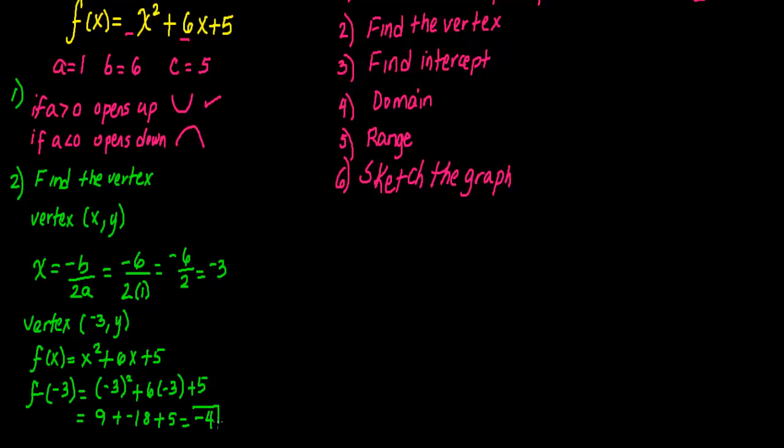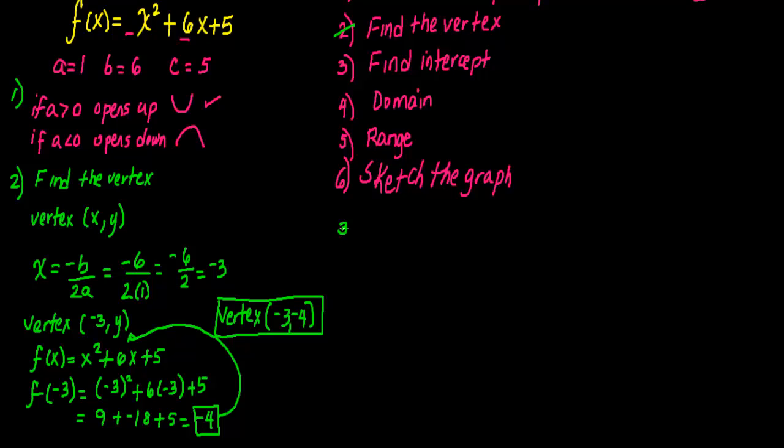This value that you just evaluated, that is your y-coordinate for your vertex. So your vertex is at this location: negative 3, negative 4. You found your vertex. Number 2 is done.